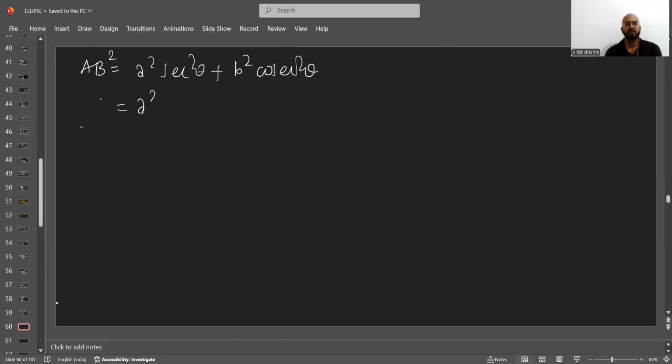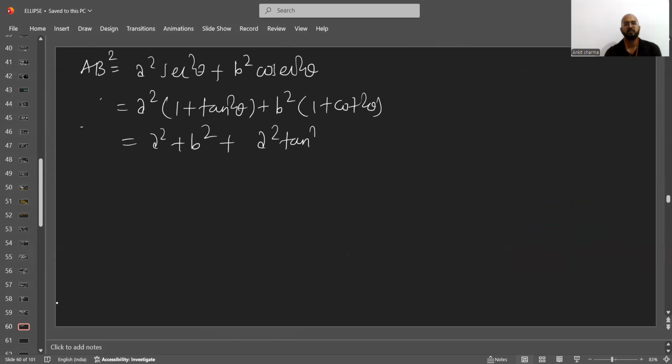Now a square and this sec square theta we can write as 1 plus tan square theta. And b square cosec square theta could be written as 1 plus cot square theta. So I get here a square plus b square plus a square tan square theta plus b square cot square theta. So now I can consider the AM-GM inequality.